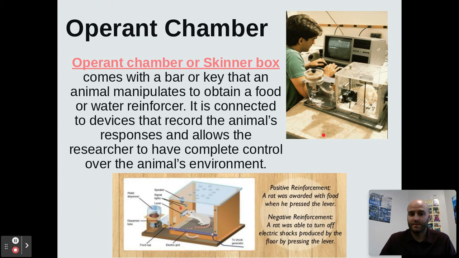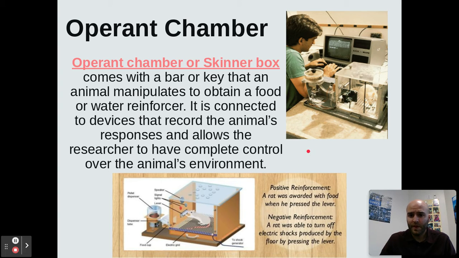In the Skinner box, there's a bar or a key that the animal can manipulate, usually a rat or a mouse, to obtain food or water as a reinforcer. It's connected to devices that record the animal's responses and allows the researcher to have complete control over the animal's environment. You can see that here with old school computers that were state of the art at the time, and we look at them like, what the heck is that?